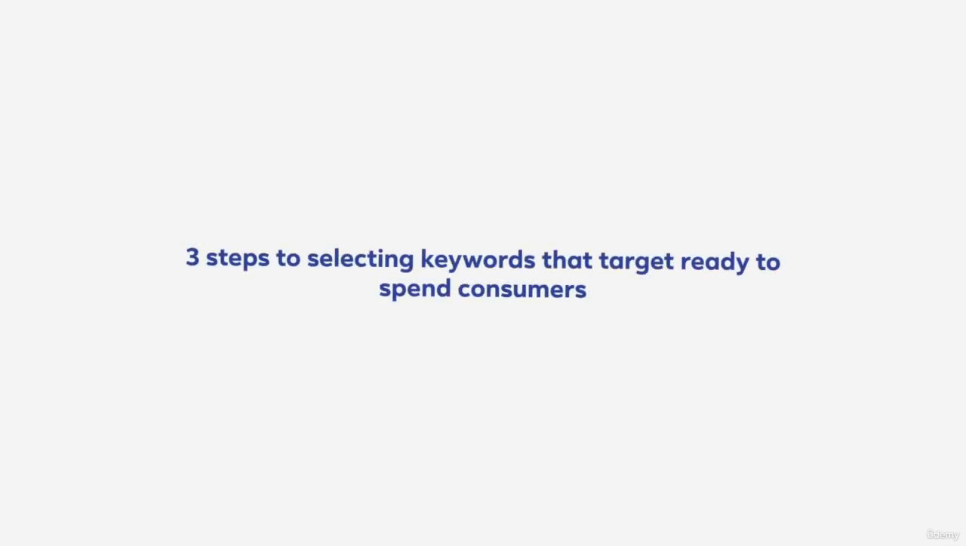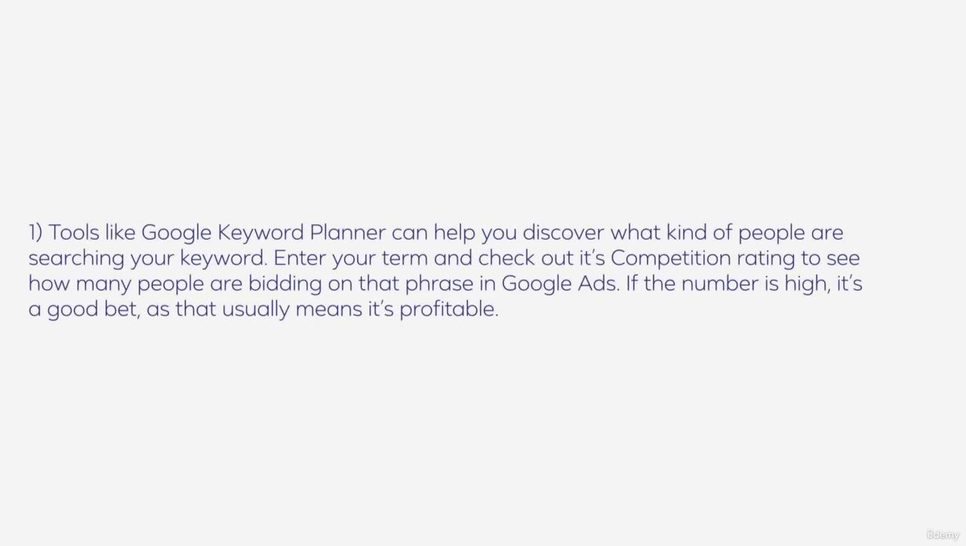3 steps to selecting keywords that target ready-to-spend consumers. 1. Tools like Google Keyword Planner can help you discover what kind of people are searching your keyword. Enter your term and check out its competition rating to see how many people are bidding on that phrase in Google Ads. If the number is high, it's a good bet, as that usually means it's profitable.